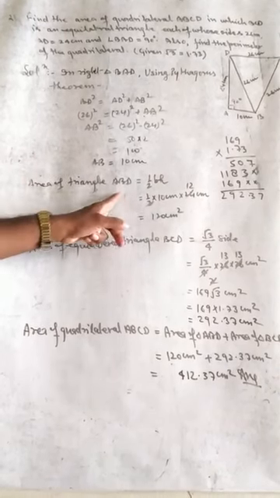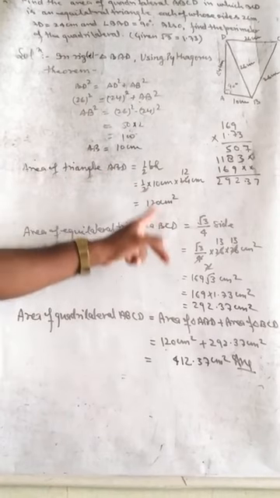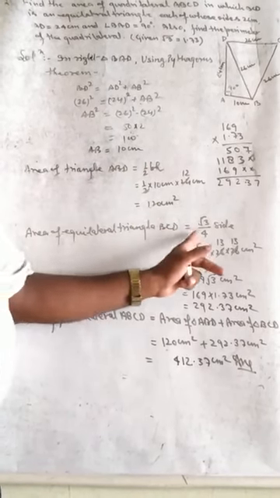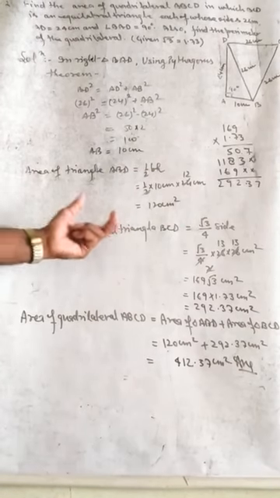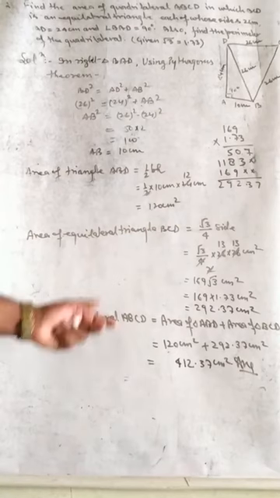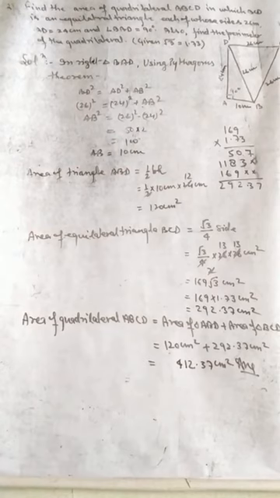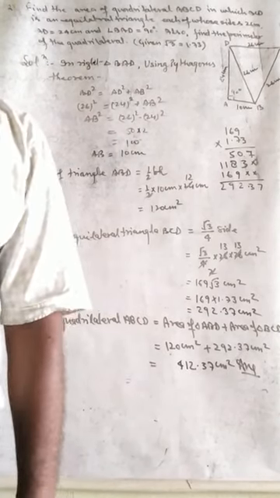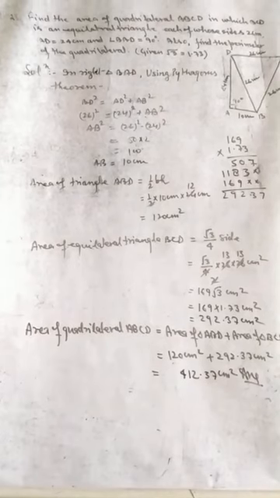In a few cases, depending on the question we are selecting, we use the formula 1 by 2 base into height or root 3 by 4 a square. But in a few cases, in between, we can use Heron's formula also to find the area. In this way, we can calculate the area of a quadrilateral using the formula for area of triangles. Okay then, next question I will see in the next video.